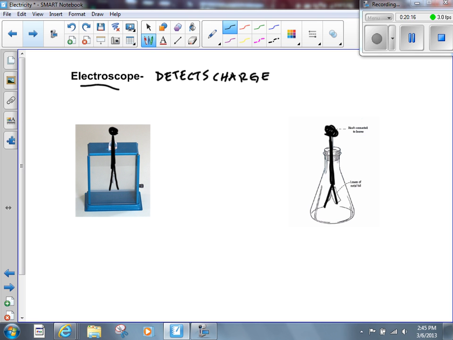Let's bring a positively charged object near the ball on the top of this electroscope. What's going to happen to the protons in the ball of this electroscope? What's going to happen to the protons inside the rod of this electroscope and inside the leaves of this electroscope?